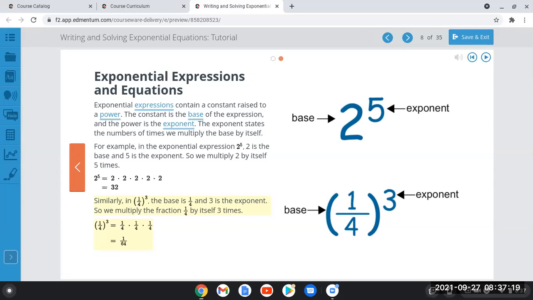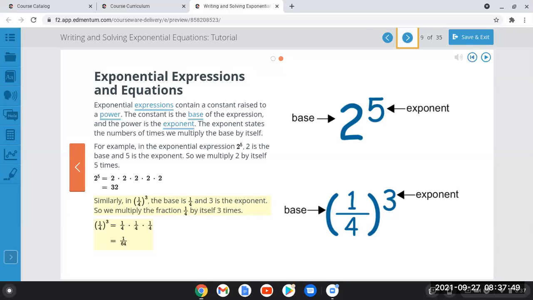When you see 2 to the 5th power, you're probably thinking 2 times 5 equals 10. However, you're multiplying 2 times 2 times 2 times 2 times 2, which equals 32. It helps if you break the problem down like you saw in the other video. 2 times 2 is 4, times 2 is 8, and so on, and the answer comes out correctly.